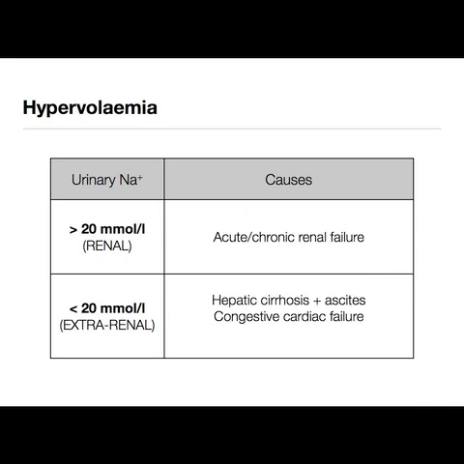Moving on to hypervolemia, once again, you can classify according to the urinary sodium. In patients with a high urinary sodium, greater than 20 millimoles per litre, you can once again say that this is most likely of renal origin, and therefore common attributable causes are acute or chronic renal failure that results in overload, perhaps because of anuria. In situations where the urinary sodium is less than 20 millimoles, you can attribute this to extrarenal causes, and the two most important ones are liver disease, i.e. hepatic cirrhosis and ascites, and congestive cardiac failure.